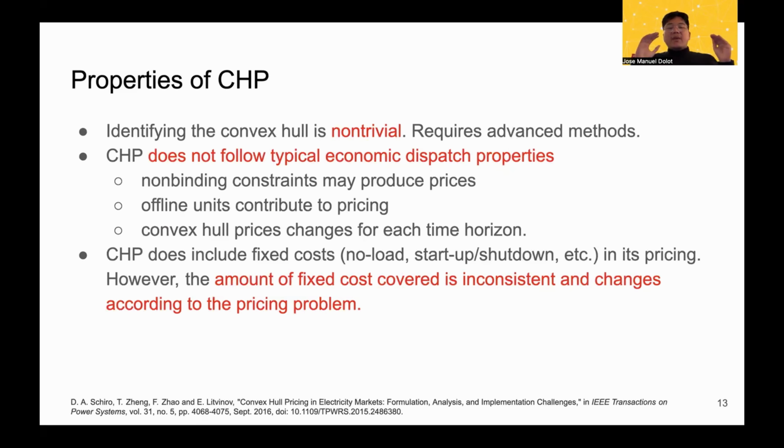Lastly, convex hull pricing does include fixed costs, but the amount of fixed costs covered is inconsistent. So let's say you have a $100 no-load cost. The price reflecting the convex hull price may pay a portion of that fixed cost, maybe let's say 20%. But that 20% only applies to that specific problem formulation. If you change anything else, that 20% changes to maybe a value lower or higher. What's important is it's inconsistent, which is an obstacle too if you want to do this in real-time operations.